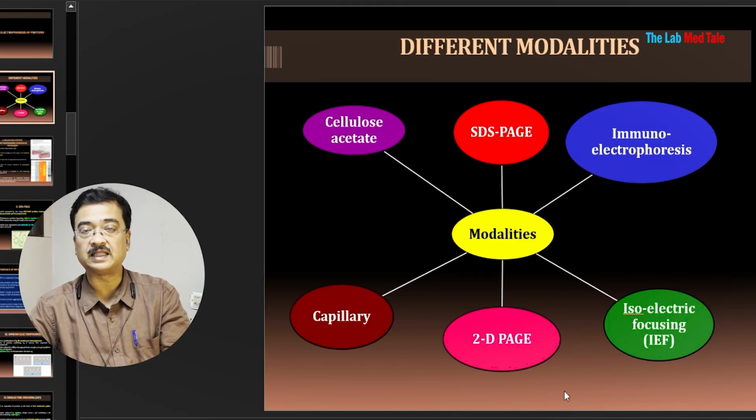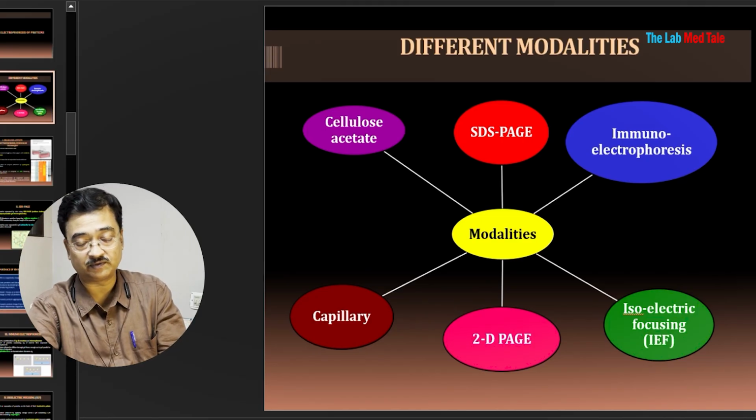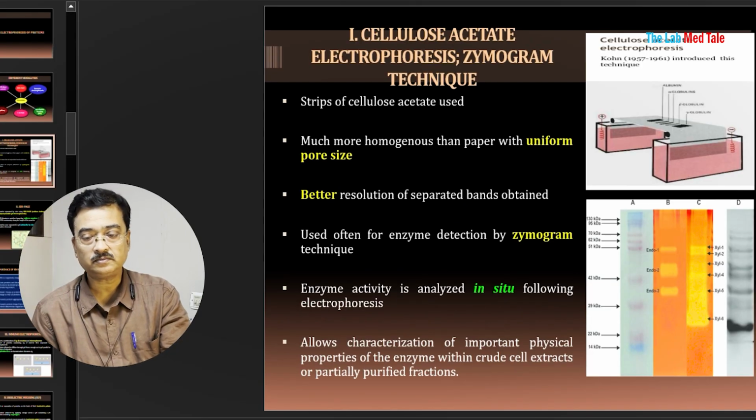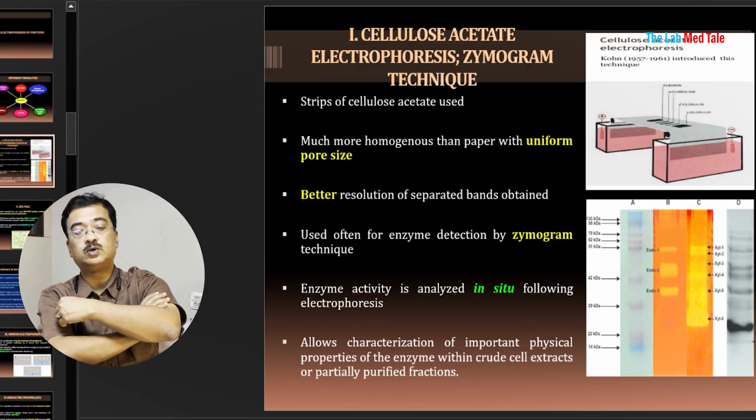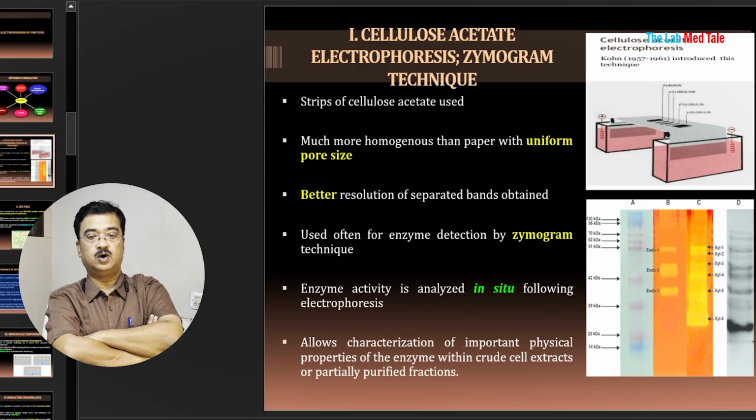Two-dimensional PAGE is another one, which combines IEF and SDS-PAGE into two-dimensional electrophoresis, where molecules are separated not on the basis of charge, but on the basis of size and shape. After that it became more advanced and that becomes capillary electrophoresis. We'll come to it later on. First we talk about cellulose acetate electrophoresis, also called the zymogram technique.